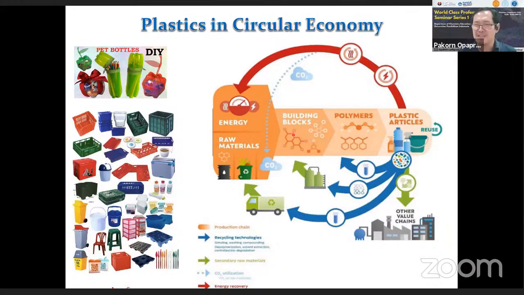However, there are some limitations. If we apply the recycling concept to polymer, we usually need to remelt them, and each time we remelt polymer, the property of the polymer will drop. So this can make the value of the recycled product also lower than the original product, right?